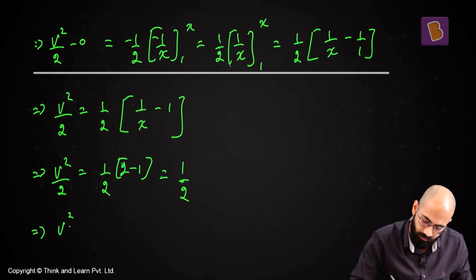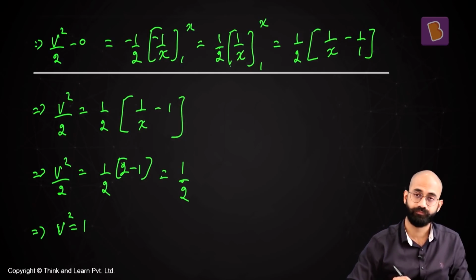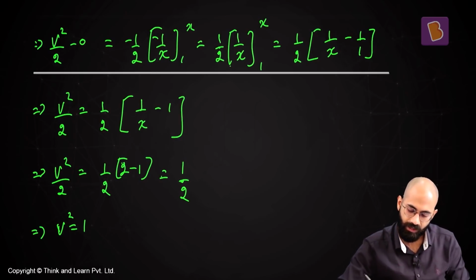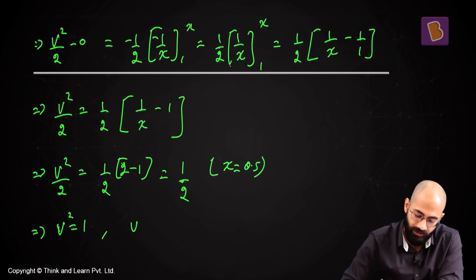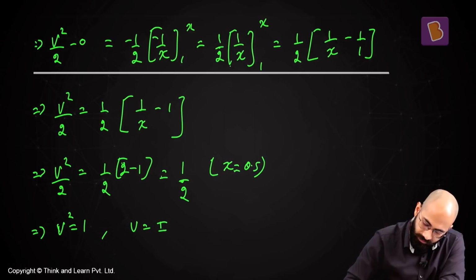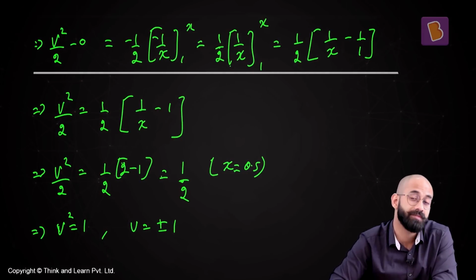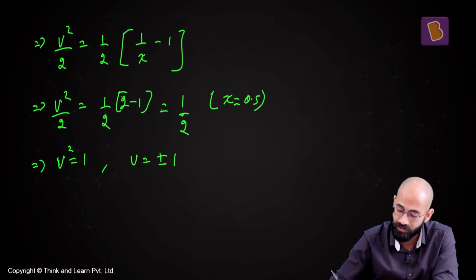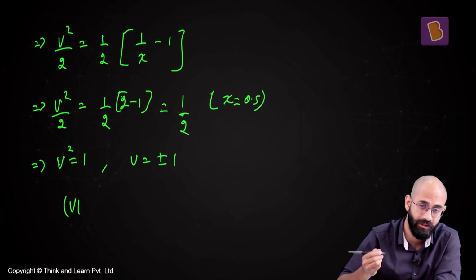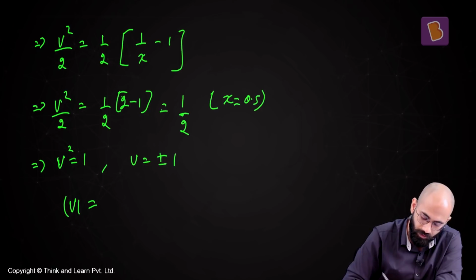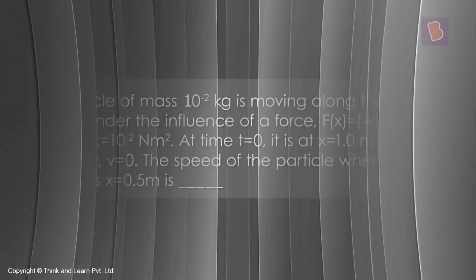So v squared will finally be equal to 1, right? If we substitute x equals 0.5, which means that v is equal to plus or minus 1. Now the question says we have to find the speed, right? And speed needs to have a positive value. So the speed or the magnitude of velocity at that point will be equal to 1. And the answer is 1 meter per second. That's it.